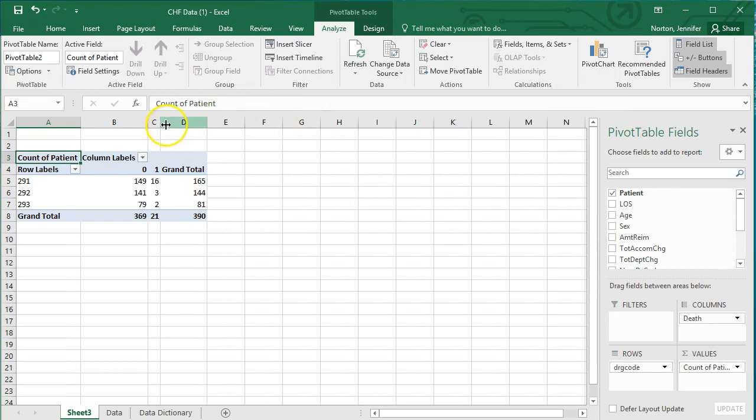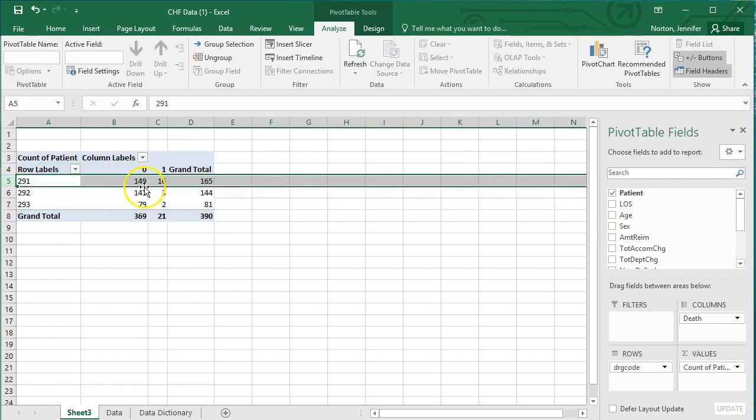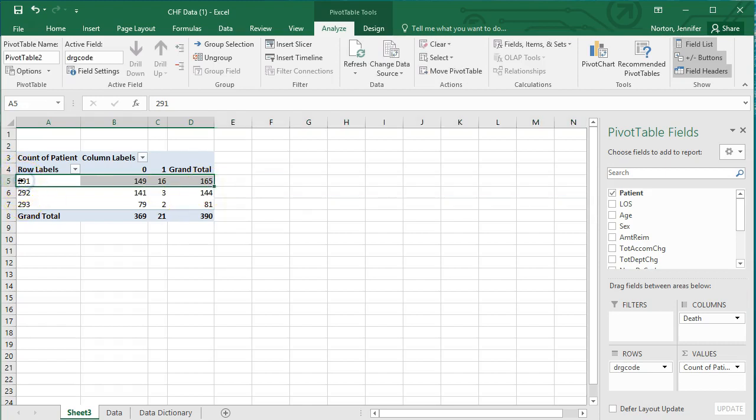So now as we look at the pivot table provided by the data set, we see DRG 291. We have 149 patients that didn't die. We have 16 patients that did, with a grand total of 165 patients for that data set. And this is the information that we are looking at specifically for the specific question, because we're looking at the mortality rate for our MS-DRG 291.